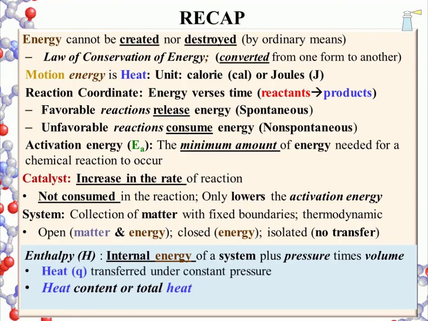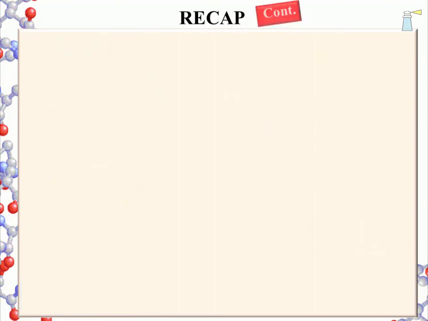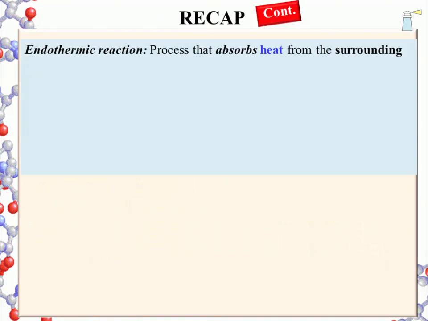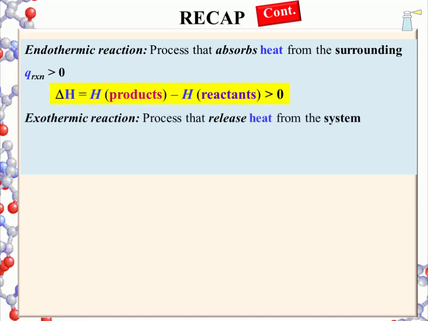Other definitions include heat transferred under constant pressure and heat content or total heat. Like many thermodynamic quantities, it can be expressed as a change in a reaction. The change in the enthalpy of a reaction is the enthalpy of the products minus the enthalpy of the reactants. Endothermic reactions are ones that absorb heat from the surroundings. The heat of the reaction is positive because the products absorb the heat and have a larger enthalpy. Exothermic reactions are ones that release heat from the system. The heat of the reaction is negative because the reactants lost some energy to form products.